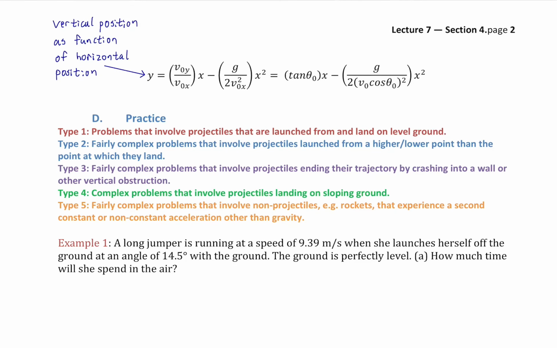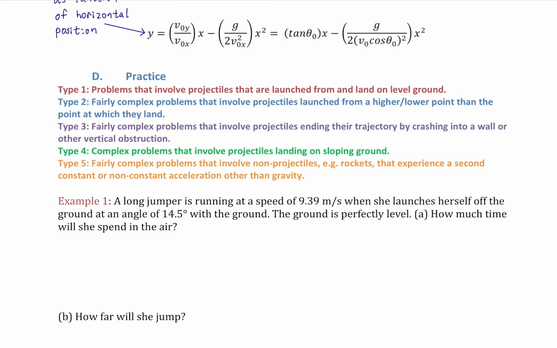Okay, all right. So 5 types of problems here. Type 1, problems that involve projectiles launched from and landing on level ground. Right, those are the simplest ones. Type 2, fairly complex problems that involve projectiles launched from a higher or lower point than on which they land. So launched off the edge of a cliff, or launched from a valley up onto a cliff. Type 3, fairly complex problems that involve projectiles ending their trajectory by crashing into a wall or other vertical obstruction. Because that's a difference. Because normally it's the ground that ends the airborne part, that ends the trajectory.